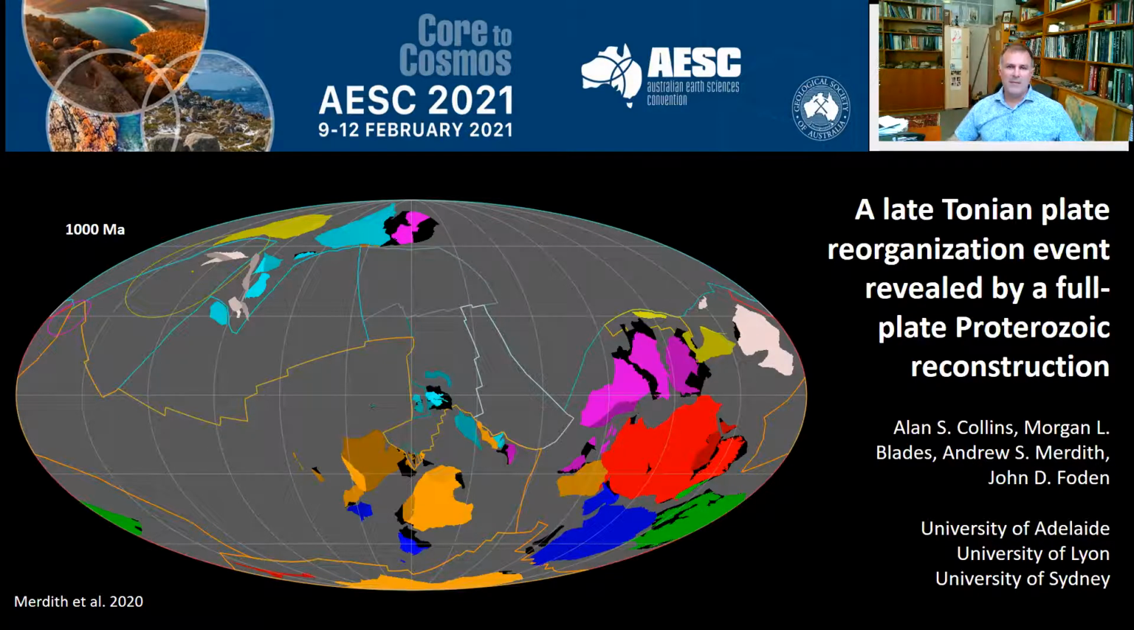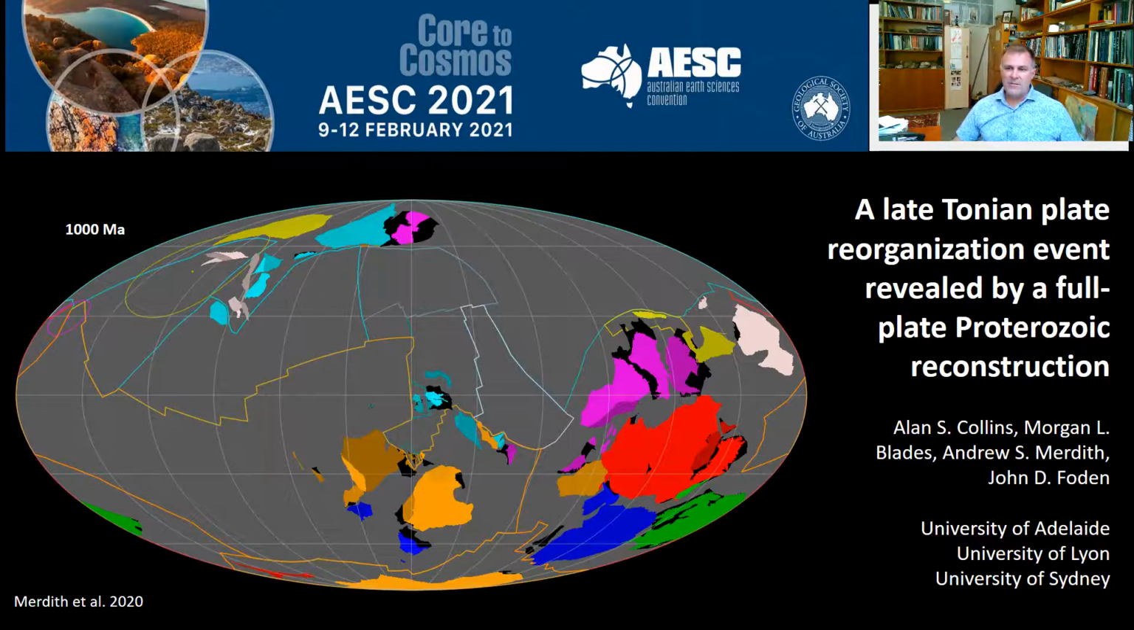I'm opening up today with this image from a paper that Andrew Meredith is the first author of, that's just come out in Earth Science Reviews, which is a 1 billion years to present full plate reconstruction of the planet. It's a bit messy with all these lines, but these are the inferred plate boundaries we have throughout this time that allow us to construct these full plate reconstructions.